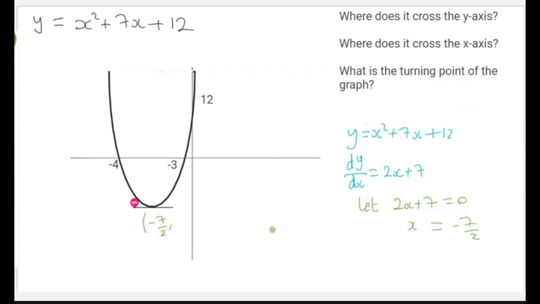And the y coordinate, how would you work out the y coordinate? Do you put that back into the equation? Which equation? The first one? Do you put that back into the first equation? That's it. Perfect. All right.